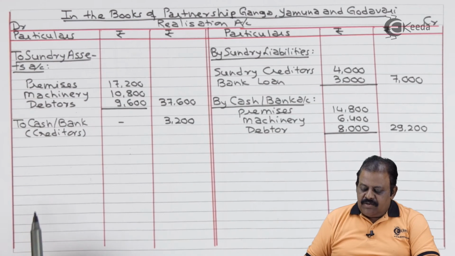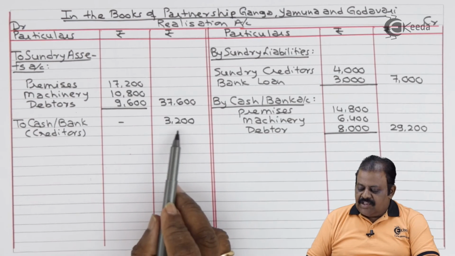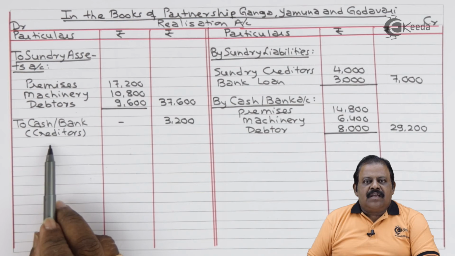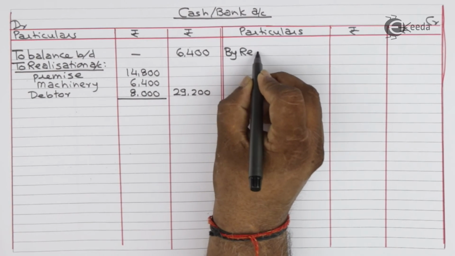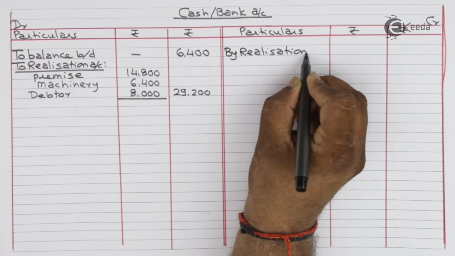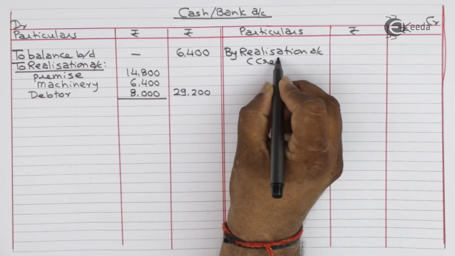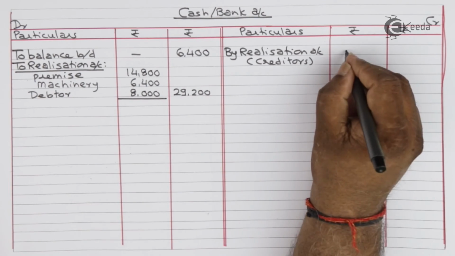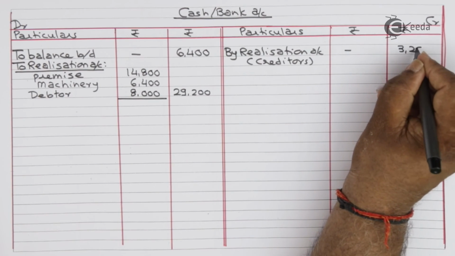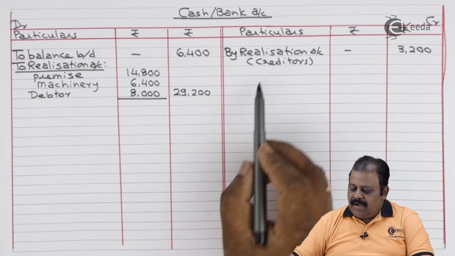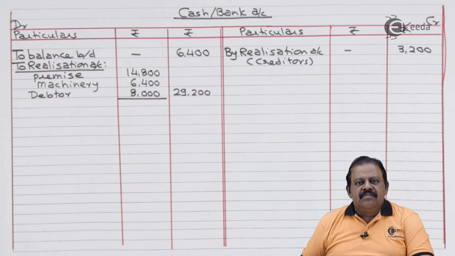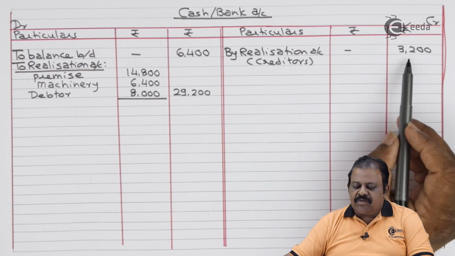Realization account debit to cash bank 3,200, creditors paid at discount. Cash bank account credit side, by realization account, creditors paid at discount 3,200.